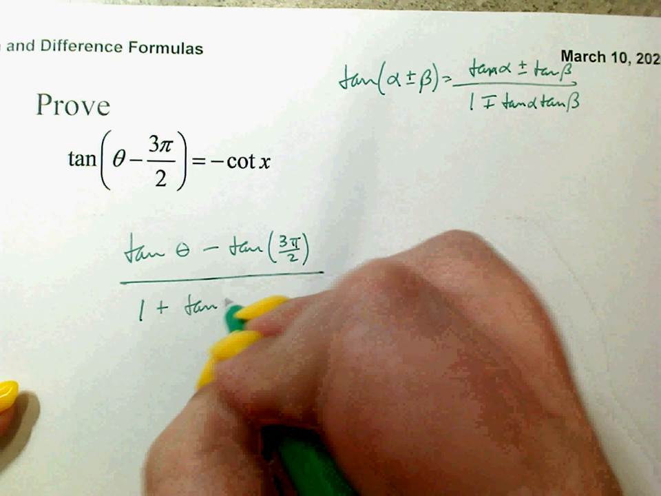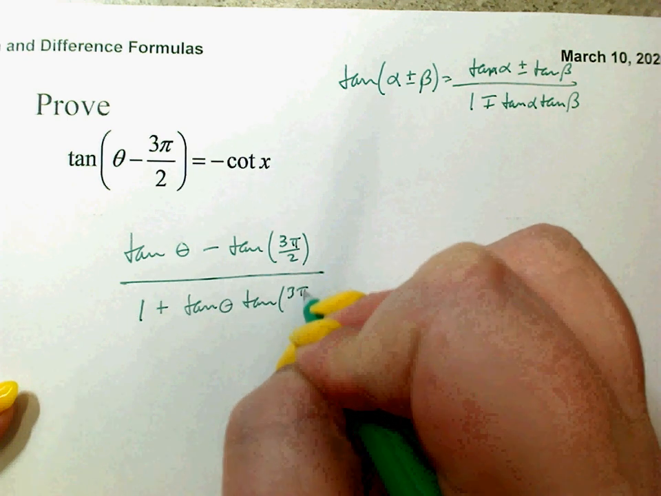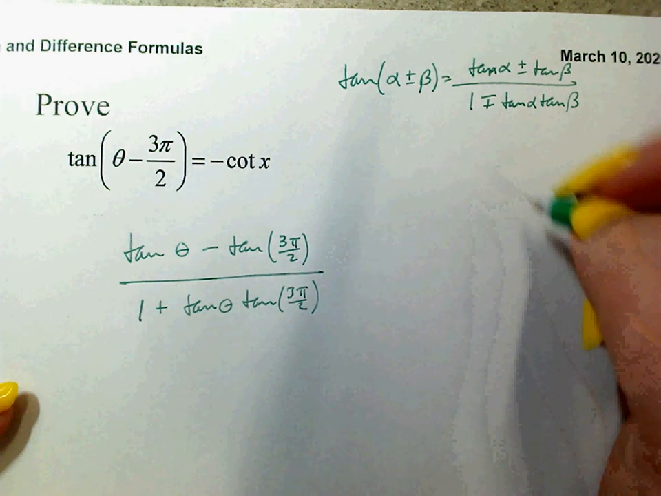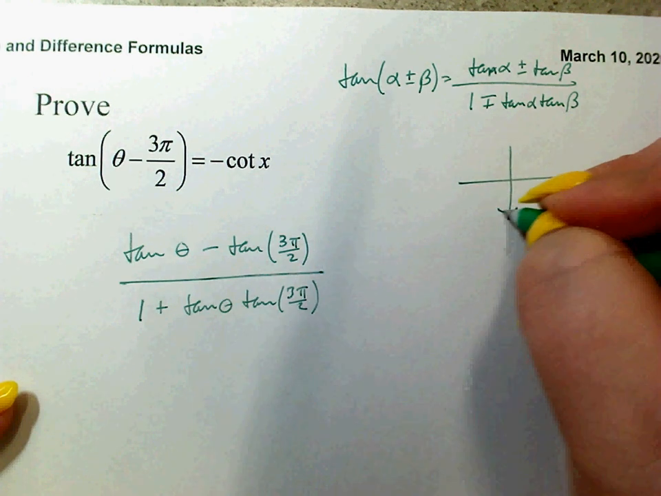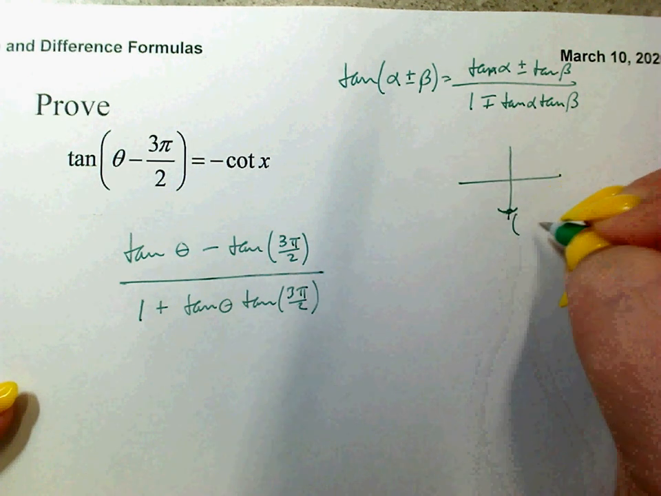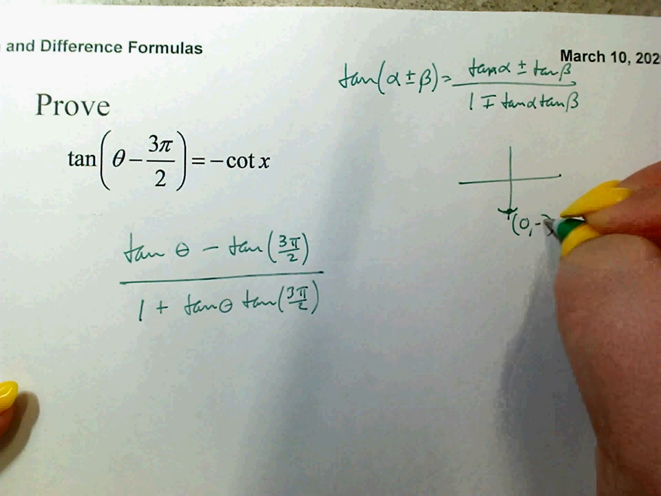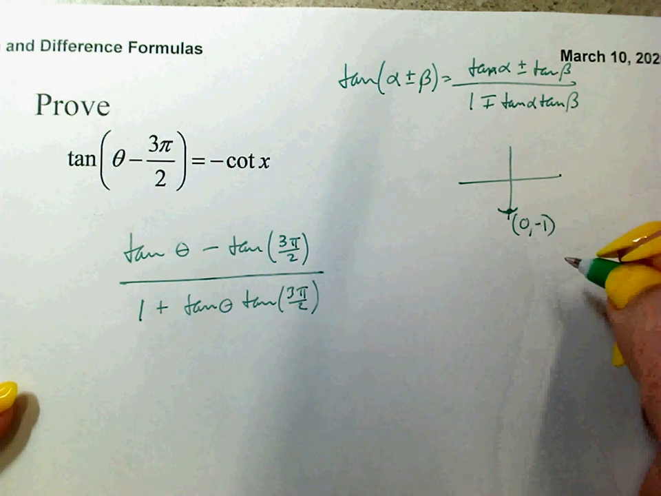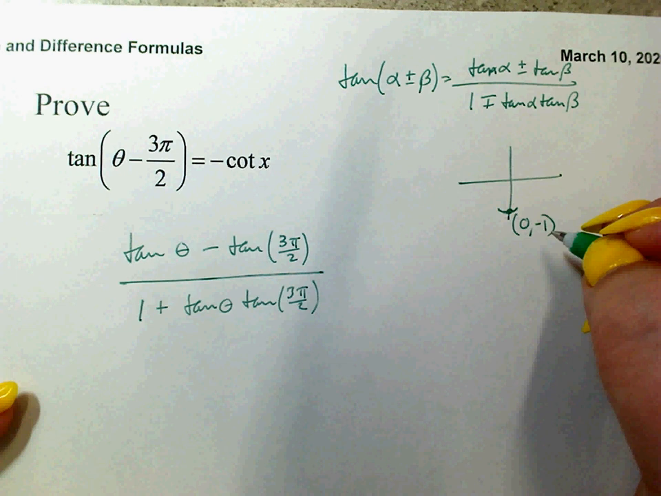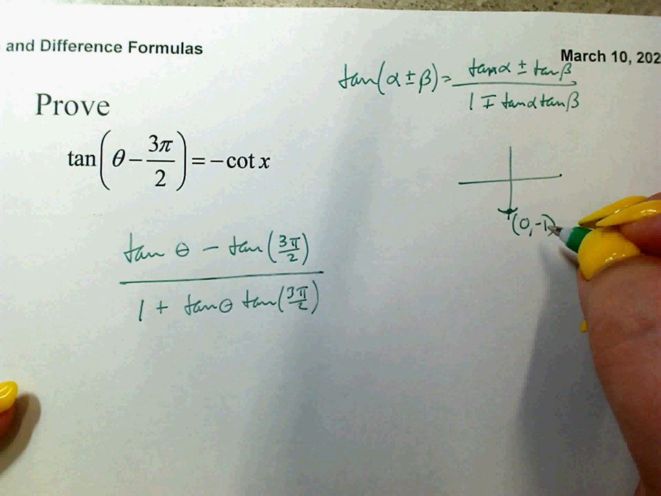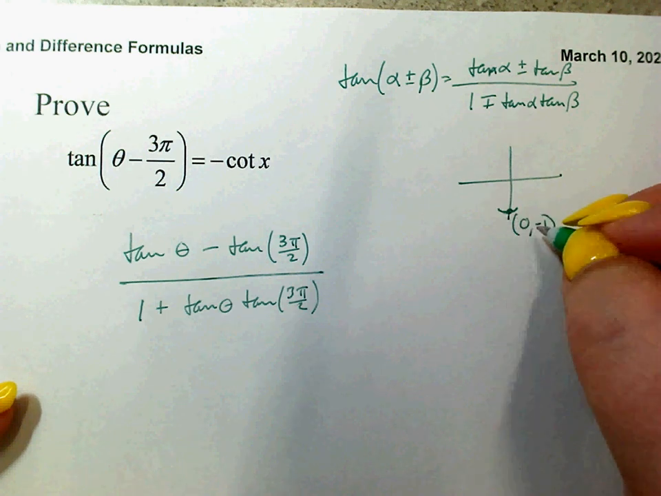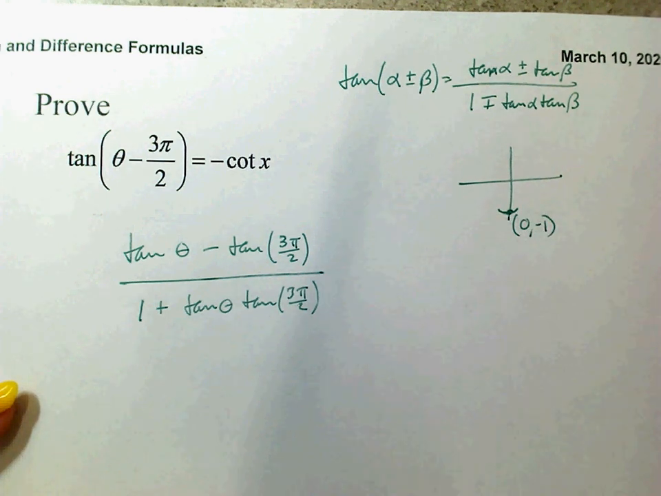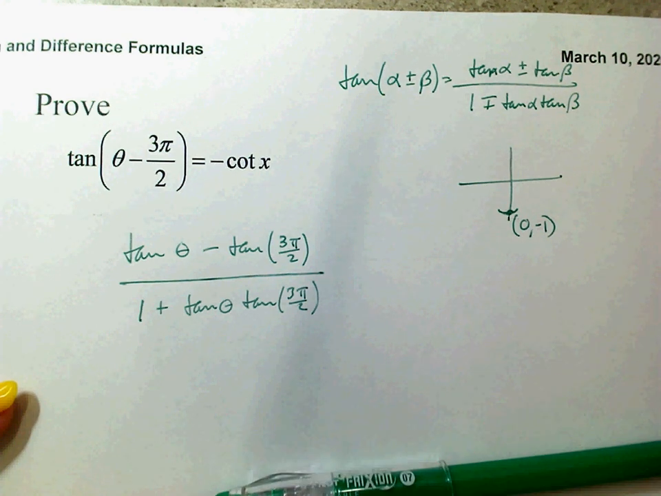So let's look at 3 pi over 2 right quick. 3 pi over 2 is at the bottom of the unit circle, right here. This is 0, negative 1. Tangent is sine over cosine. 3 pi over 2, tangent is... would that even exist? I wonder if... let's change that, because tangent of 3 pi over 2 doesn't even exist.